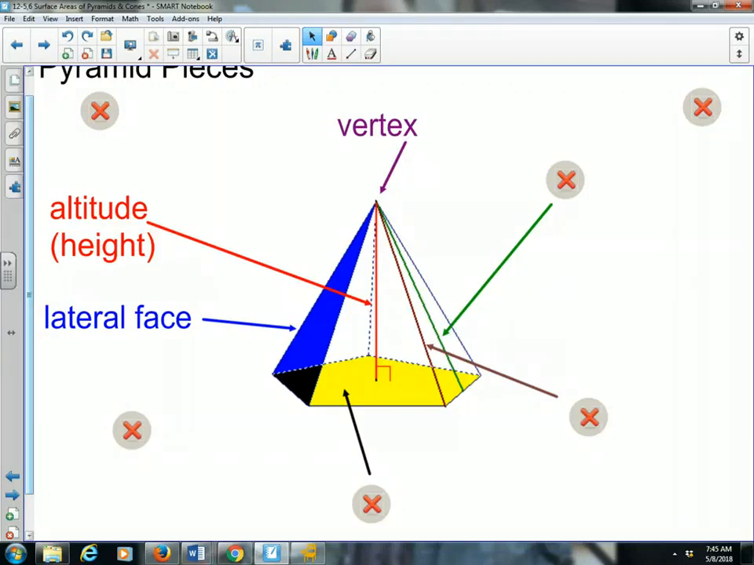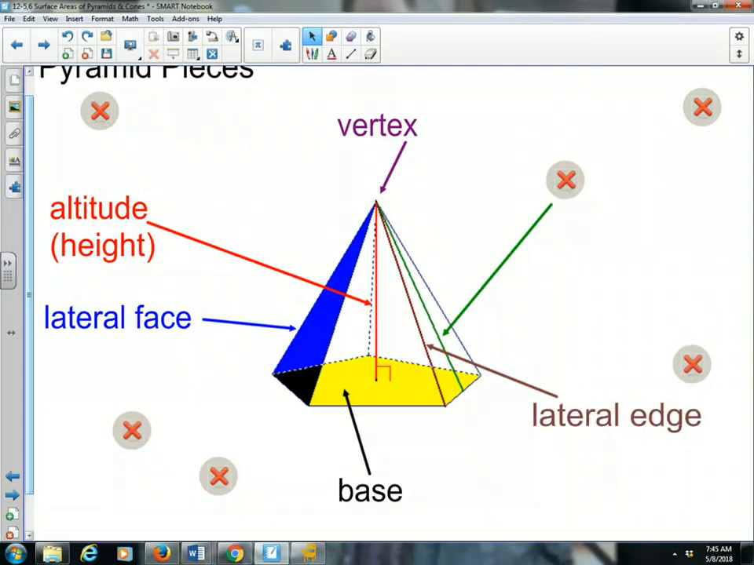The yellow base, that pentagon, we would call this a pentagonal pyramid because we label it by its base. So that's the base of the pyramid. The brownish line, that's where two lateral faces meet, and lateral faces meet in a line called a lateral edge. And then maybe the one that you haven't learned just yet is basically the height of the triangle.